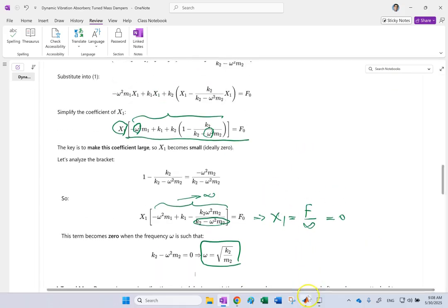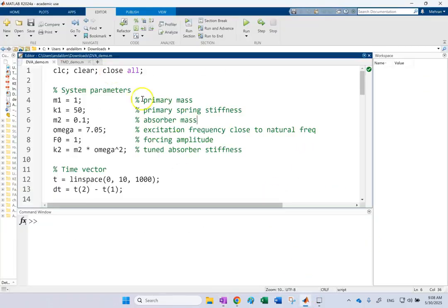Well, you might say, show me that with a simulation. There we go. So here is a system where m1 and k1 are these numbers, and omega is 7.05, which is exactly square root of 50. So if I apply a sine force with any magnitude and this frequency to only system m1 and k1, it is going to show an infinitely big response.